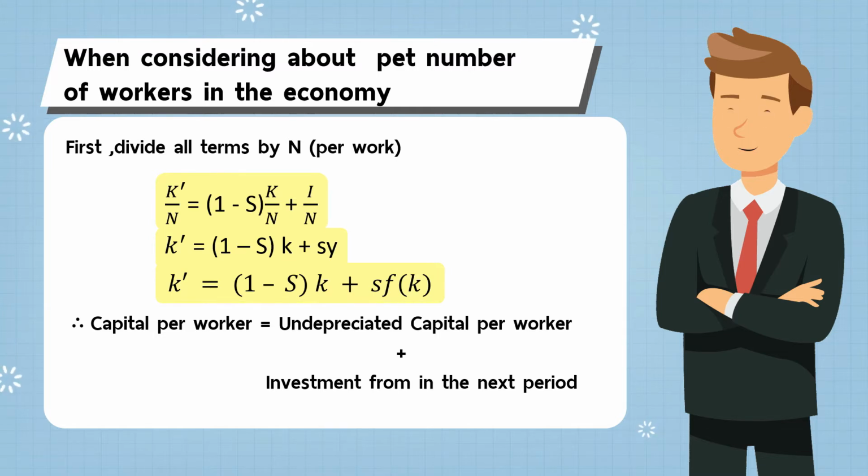Since y equals the function of k, it means the capital per worker in the next period equals the undepreciated capital per worker plus investment from this period.